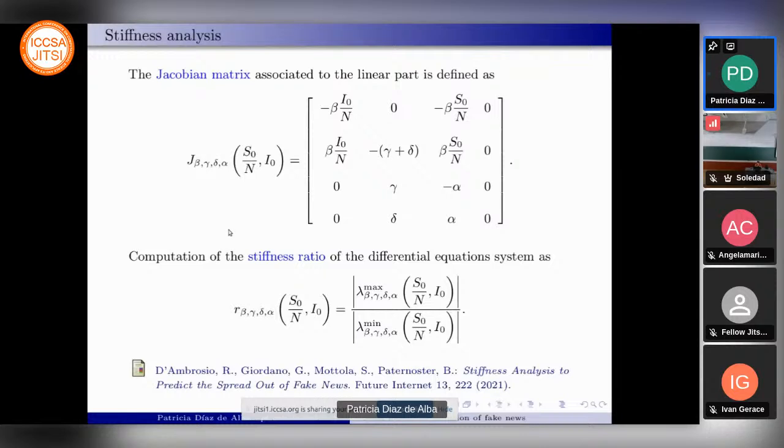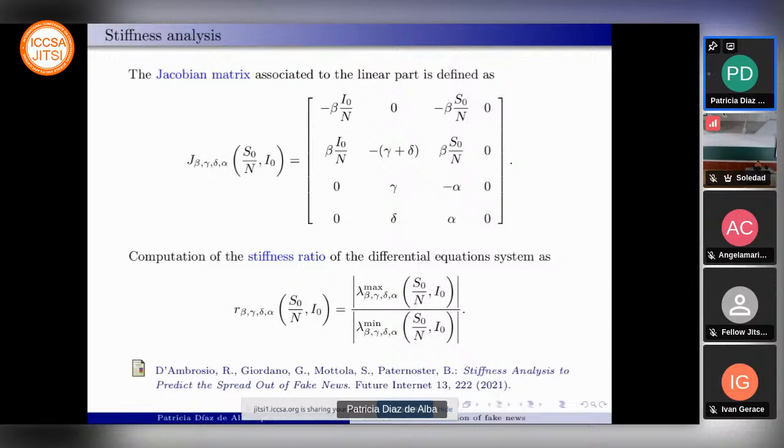And then once we get our Jacobian matrix, what we do is to compute the stiffness ratio of the differential equation system. This stiffness ratio is defined as the ratio between the largest and the smallest eigenvalue of the Jacobian matrix in absolute value. And the idea is to relate in some way the value of the stiffness ratio of the ODE system with the behavior of the subpopulations. So we want to relate the stiffness ratio with the velocity of the diffusion of fake news.